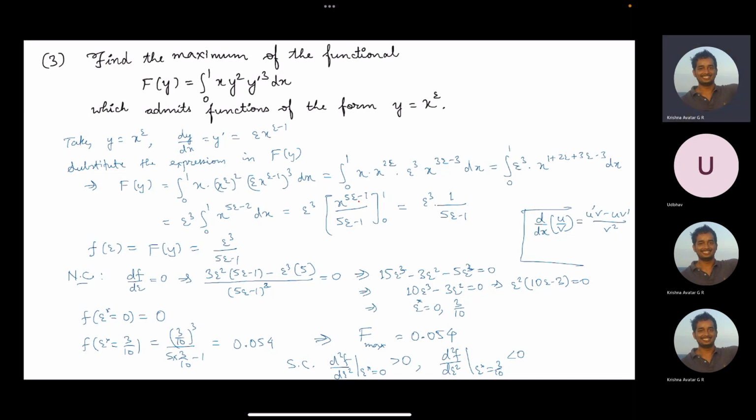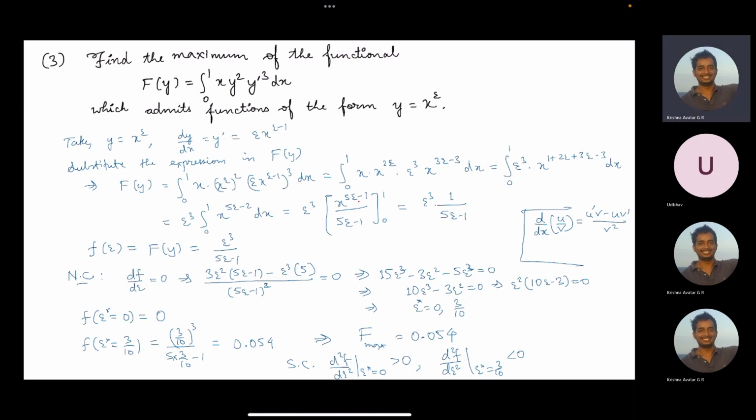Now the necessary conditions require us to equate the first derivative of the function to 0. This implies that 3 epsilon squared into 5 epsilon minus 1 minus epsilon cubed into 5, divided by (5 epsilon minus 1) squared, is equal to 0. And this follows from the differentiation rule for functions in fraction form: d by dx of u by v is equal to u prime v minus u v prime, by v squared.